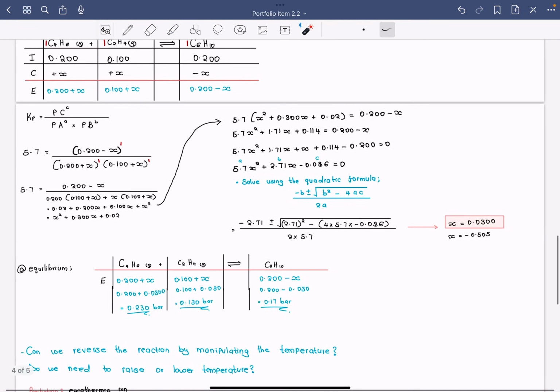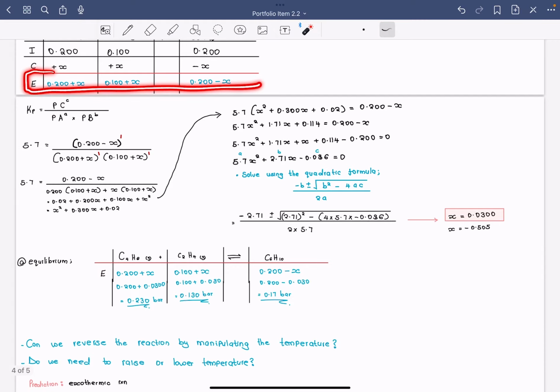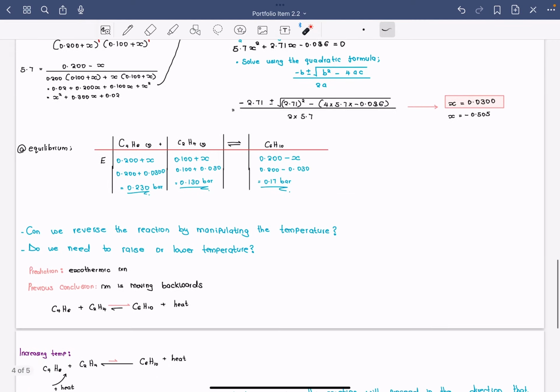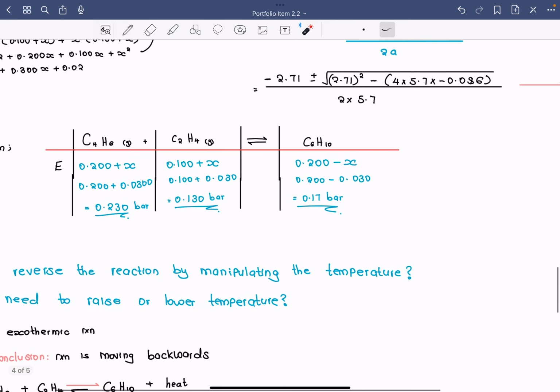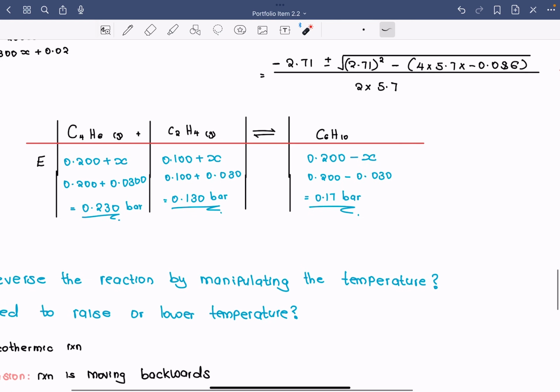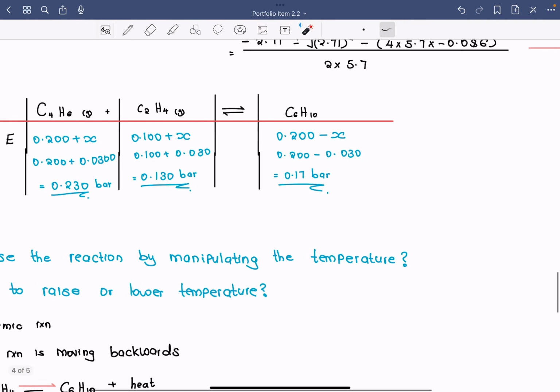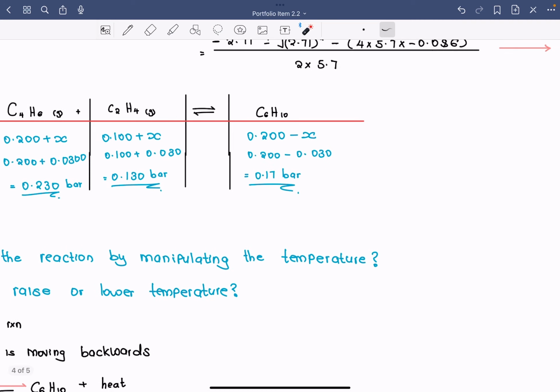So we got our x, and it's time to plug our x into the equilibrium concentrations that we identified using the ICE table. At equilibrium, C4H6 is going to be 0.200 plus x. We substitute the x with 0.0300, and we got 0.230 bar. For C2H4, it's 0.100 plus the x, which is 0.030, and I got 0.130 bar. And then C6H10 is 0.200 minus 0.030. You get 0.17 bar.